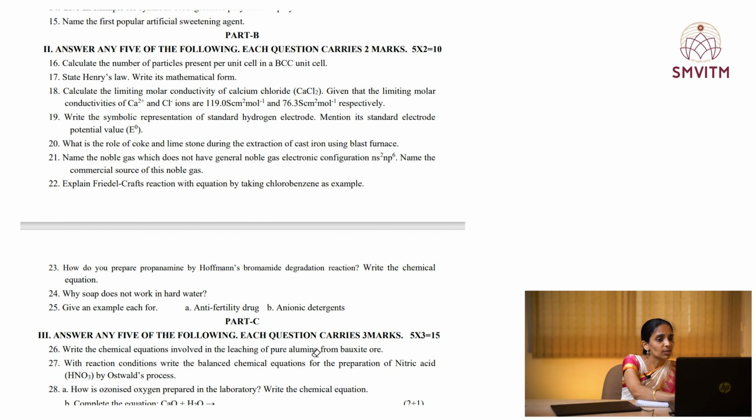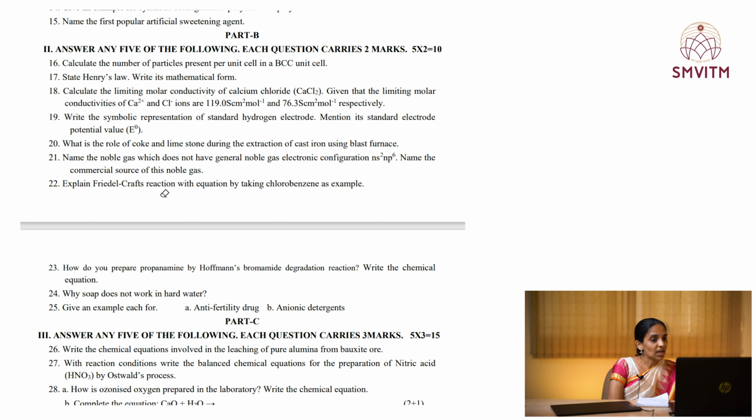The next question, from noble gases, is: name the noble gas. You have to write the name, not the formula. Name the noble gas which does not have the general noble gas configuration ns2np6. It is helium. Helium has the configuration 1s2. So, helium is the answer. Name the commercial source of this gas. The commercial source of helium is natural gas.